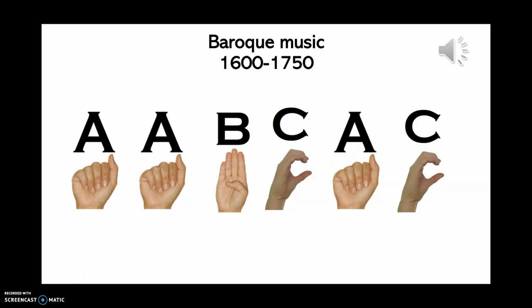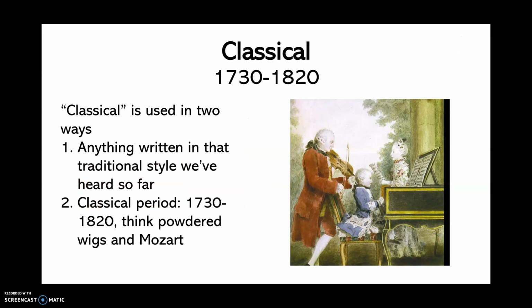Whereas what comes next, after the Baroque period of music, we get something that's a lot more organized and a little more orderly called the Classical period. Now you might be confused, like, Miss Paulson, I thought you already were talking about classical music. Wasn't this all classical? And you're right. Classical is used in two different ways, and it's kind of confusing. Basically, all the music we've been listening to is classical.